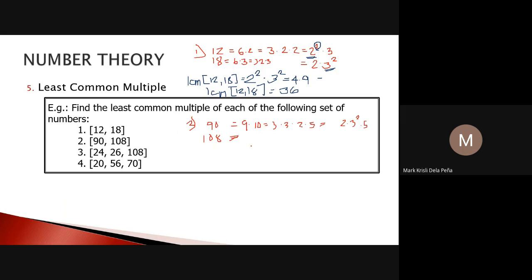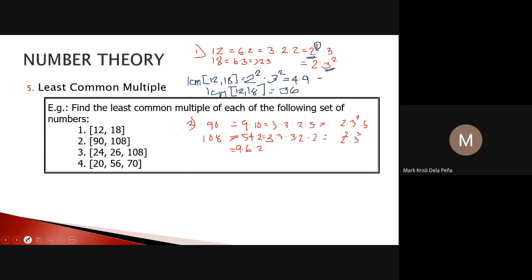Next, we have 108. That's 108 divided by 2 is 54. So if you don't have calculators, we'll have to manually calculate it. Factors of 54 is 9 times 6. So 9 is 3 times 3. So just rewrite it: 9 times 6 times 2. So that's 3 times 3, and 6 is 3 times 2. Then we'll have 2. So there are two 2's, so 2 squared. And there are 3 3's.